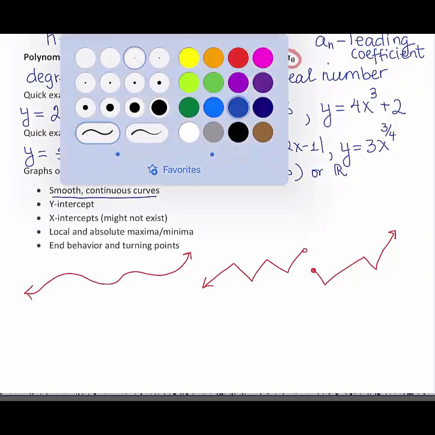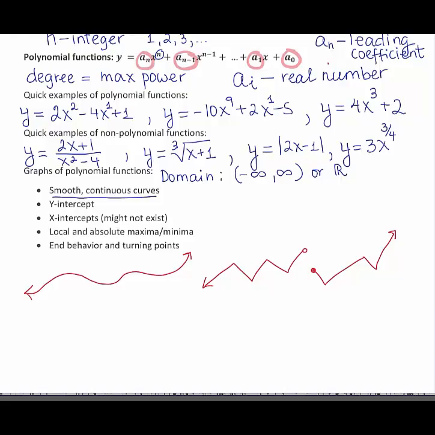Okay, let's see. Y-intercept. The y-intercept always exists because we can just evaluate our function at x equal to 0, and that will give us one of the points. We're going to use that point a lot when graphing polynomial functions.